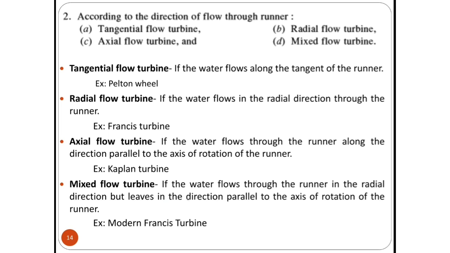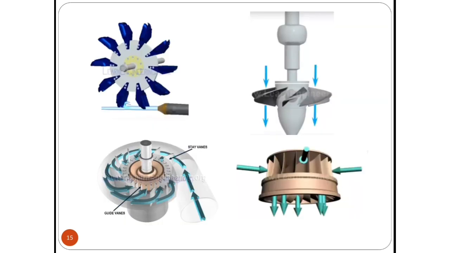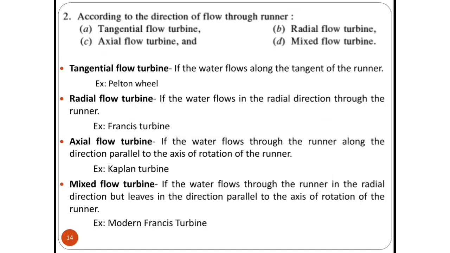The next one is the mixed flow turbine. Here water flows to the runner in the radial direction, but when it leaves the vane, it leaves in the direction parallel to the axis of rotation. So the mixed flow reaction turbine is nothing but a combination of radial flow and axial flow. While it enters, it follows the radial flow, as you can see here. When it leaves, it follows axial flow. So this is called a mixed flow reaction turbine. The modern Francis turbine is an example of a mixed flow reaction turbine.